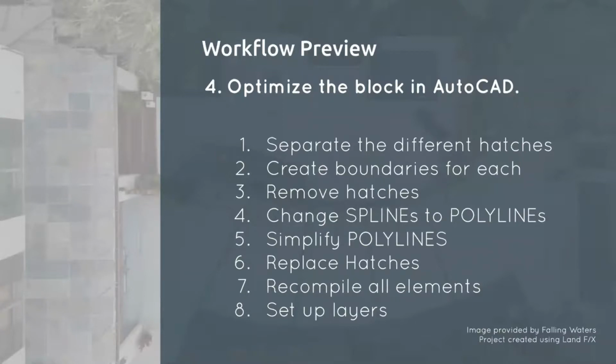From there, we're going to go into our actual block definition guidelines here, and we're going to separate the different hatches because they're all going to be treated individually. We're going to create boundaries for each. Then we'll remove the hatches and change those boundaries, which are going to be splines, which we don't want, into polylines, and then further simplify the polylines, replace the hatches, and then recompile all those elements together. Once those are all together, we can set up our layers so that they're appropriate. And then from that, we can save the block.